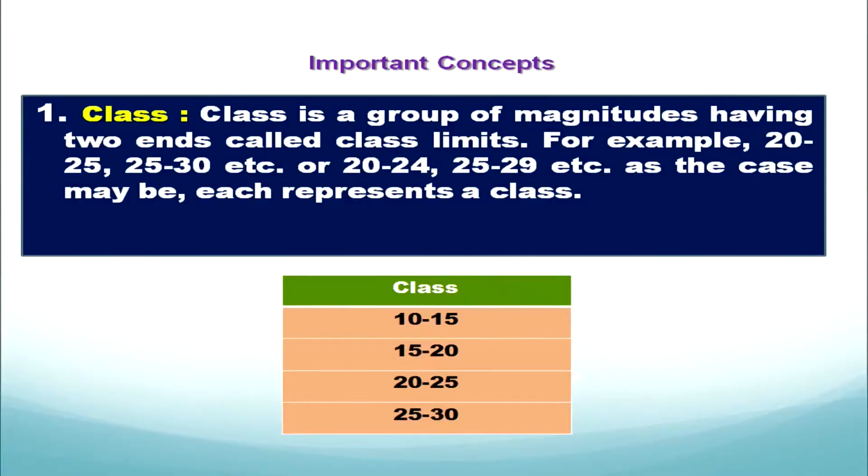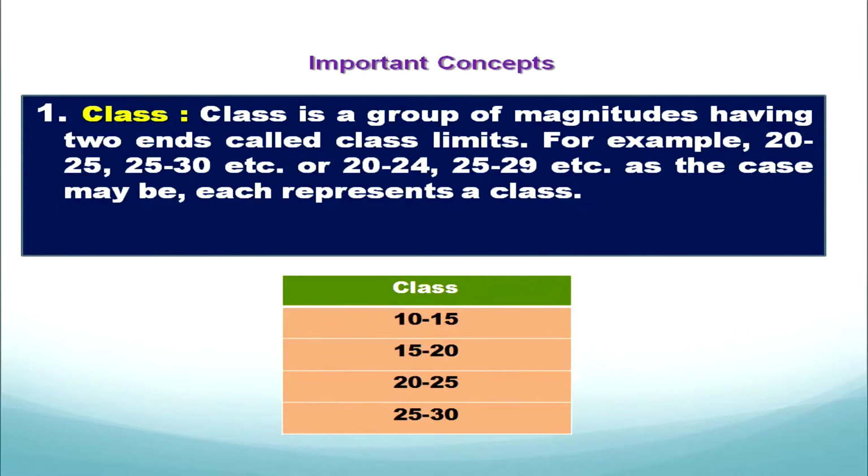So, once we know about frequency distribution, before discussing the methods of constructing frequency distribution, we must know certain important concepts. These concepts are going to help us understand frequency distribution better. Let's start with the very first concept, class. What is a class? A class is a group of magnitudes having two ends called class limits. In this example, you are able to see different classes. Class 1 is 10 to 15, next class is 15 to 20. We can see in both cases, we have got two ends.